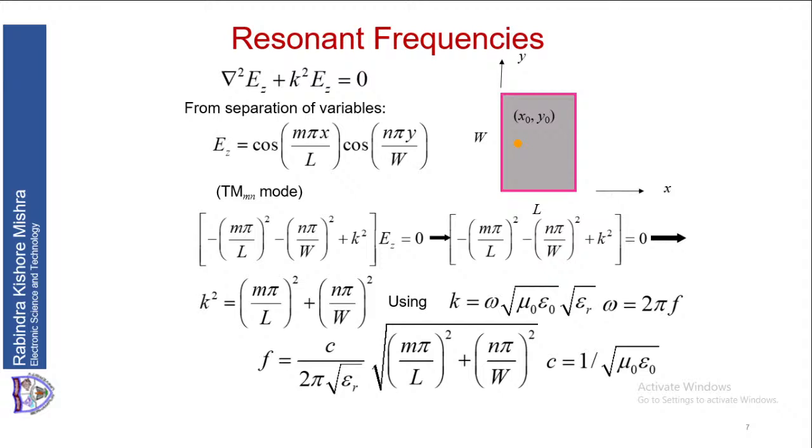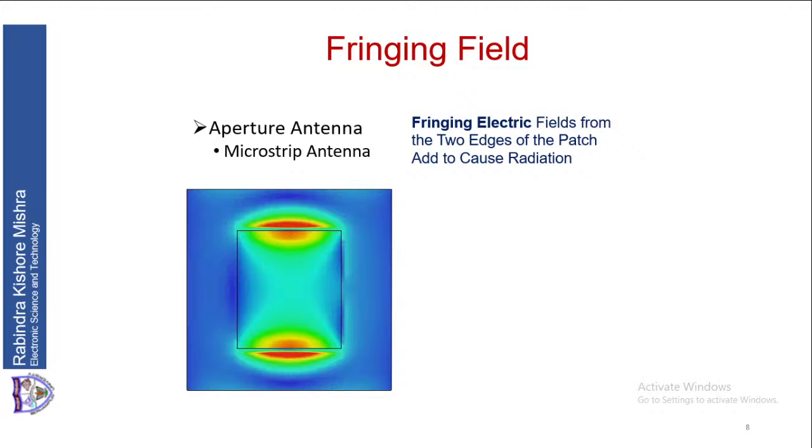Now let us come to the fringing fields. As I told you about fringing fields earlier, so let us come to the fringing fields. We have discussed aperture antennas. When you discussed the horn antenna earlier, there you have seen that the radiation comes from an aperture. In the microstrip antenna, a similar thing happens here. The microstrip antenna is also a type of aperture antenna. You look at this figure here. This figure shows you the electric field distribution within the microstrip antenna.